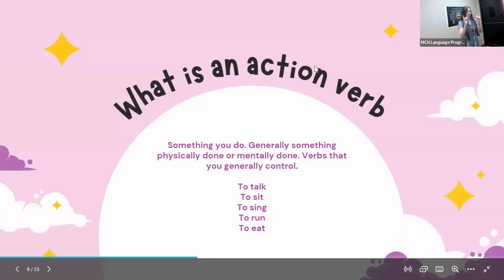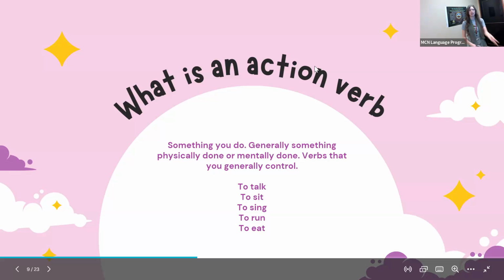An action verb in Mvskoke is something you do, generally something physically or mentally done, and it's a verb that you usually control. That's important, right? So our examples here, we have to talk, right? You're controlling when you're talking, you're doing it consciously. To sit, I have to decide to sit. Like, I'm not just going to suddenly sit, right? To sing, I have to choose whether I'm going to talk to you or sing to you. To run, I can choose to walk. I can choose to run. I can choose to not go anywhere and stand still.